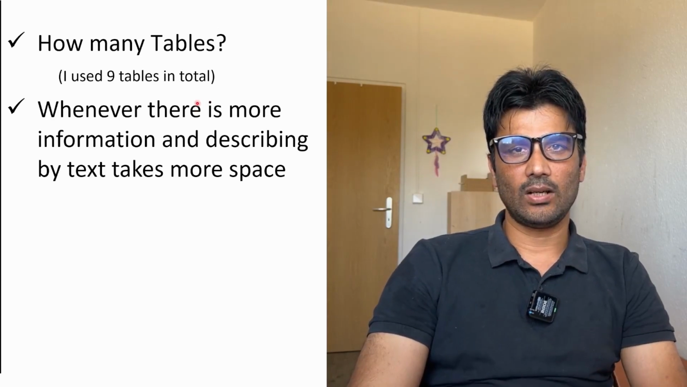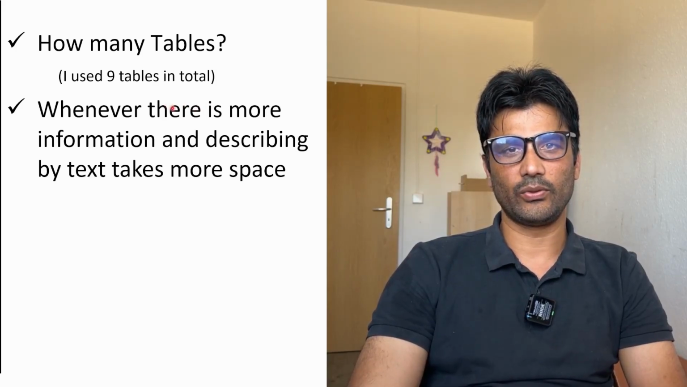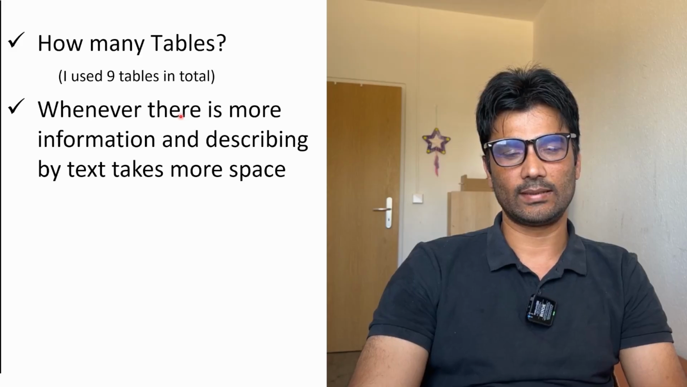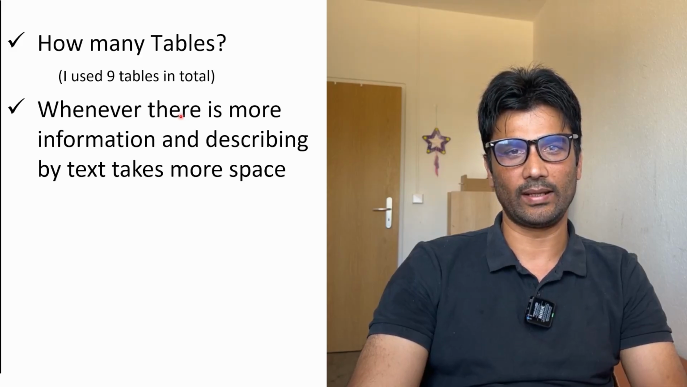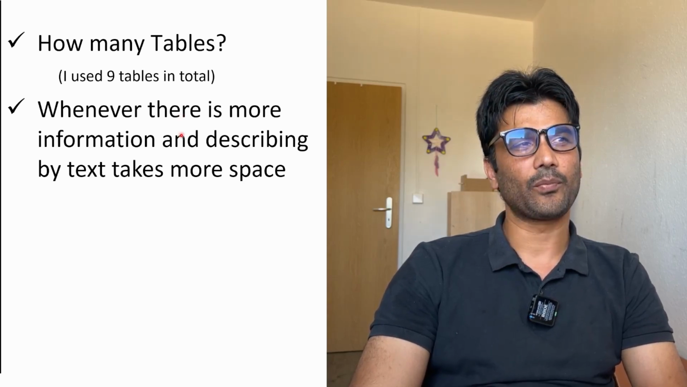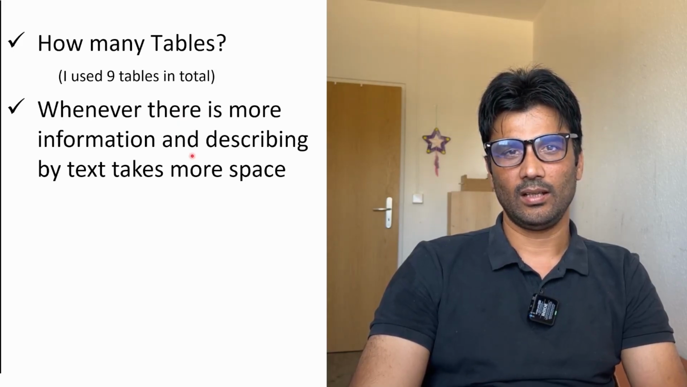Next is how many tables you should use. I used 9 tables overall. Some were small, some were bigger, but in total there were 9. I kept the same font, same color, and same style for all the tables, so it's easy to go through, and I numbered the tables like table 1, 2, 3. How many you should add depends on your field of research.